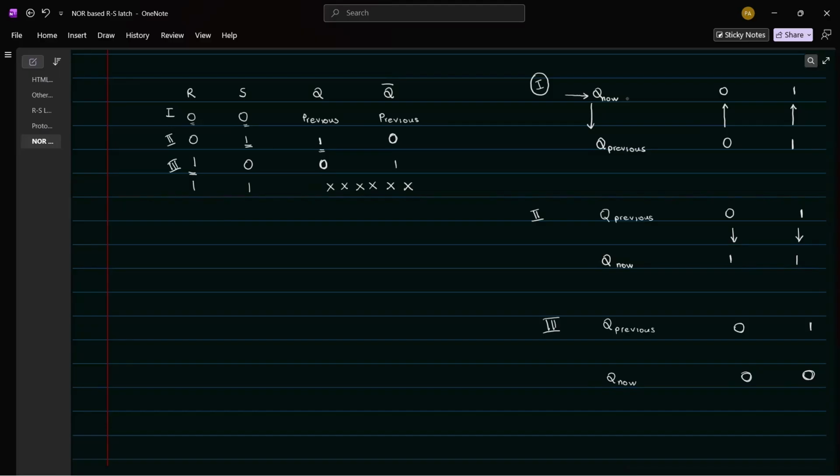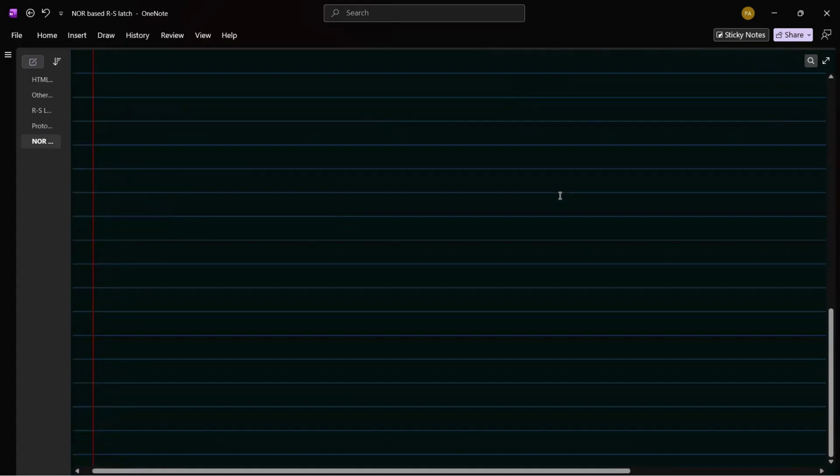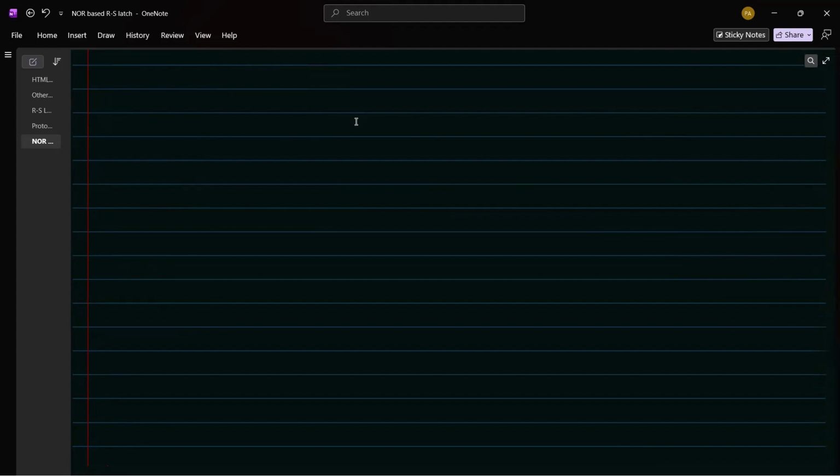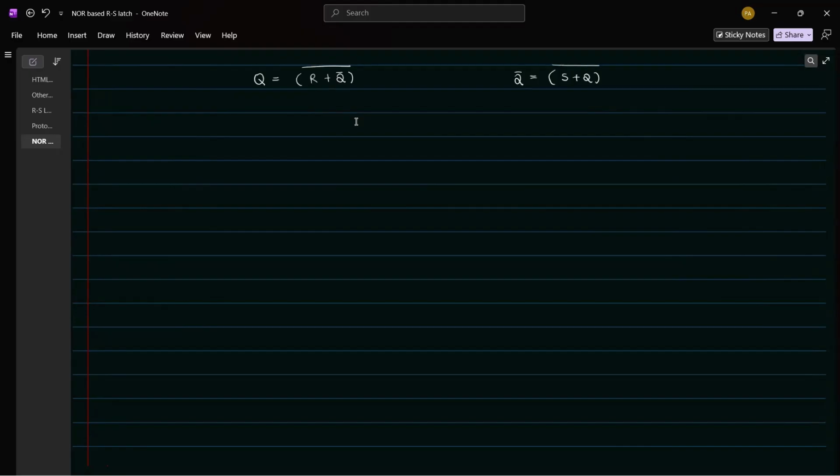Now we have to draw the NOR gates based on this. We have learned how to draw combinational circuits. That is not an issue. But here this is a sequential circuit, so it's a little bit complicated. Since we are beginners for sequential circuits, we are normally given the circuit equation. Q is equal to R plus Q bar, whole thing bar. Similarly, Q bar is given as S plus Q, whole thing bar. Very straightforward.